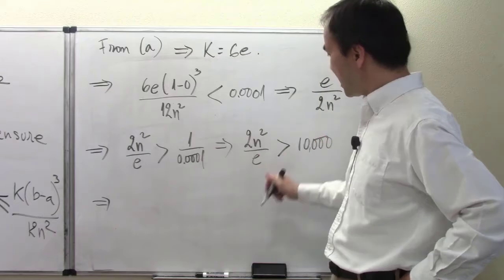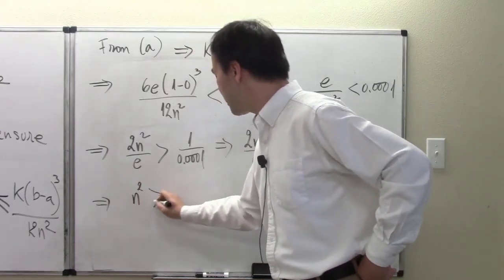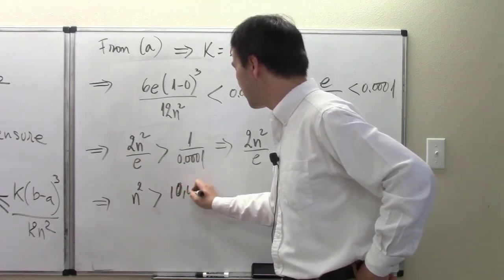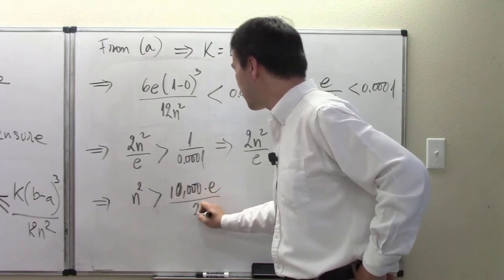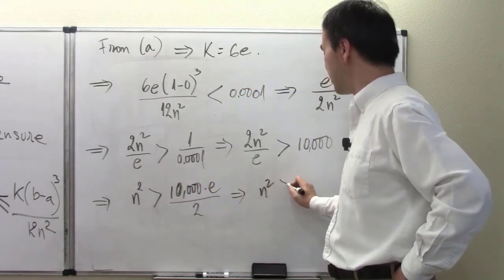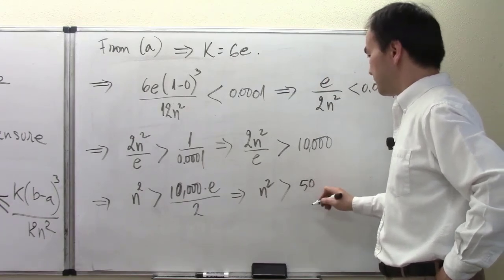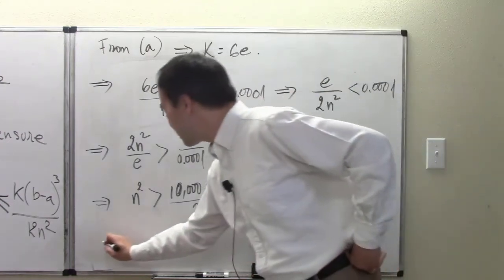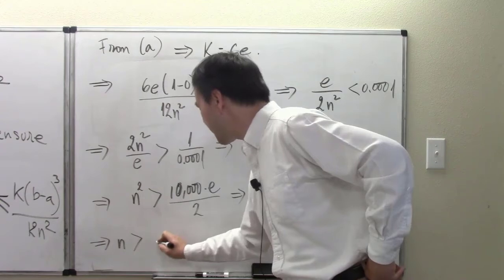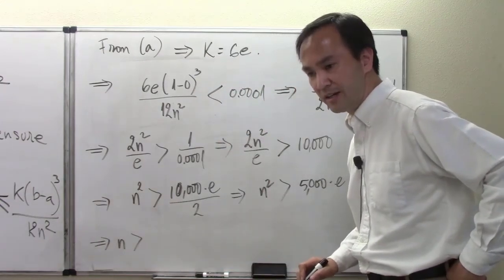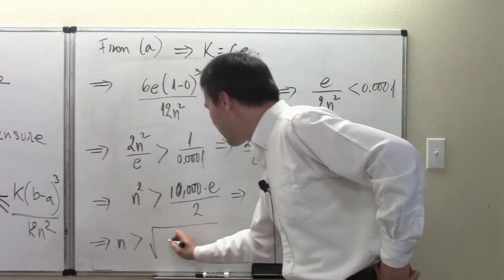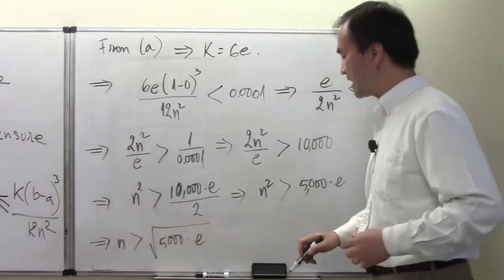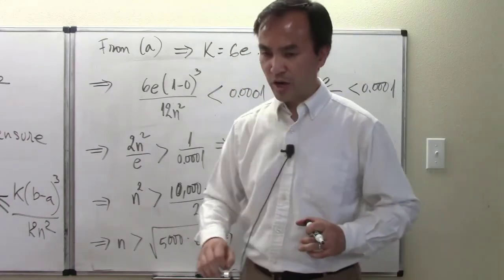Okay, so now solving for n, I'm looking at n squared being greater than 10,000 times e, divided by 2. One more extra step right here. So n squared has to be greater than 5,000 times e. That means the n value itself can be found by taking the square root on both sides of our current inequality, which gives me the square root of 5,000 times e. Allow me another minute or so to do a calculation on my calculator.